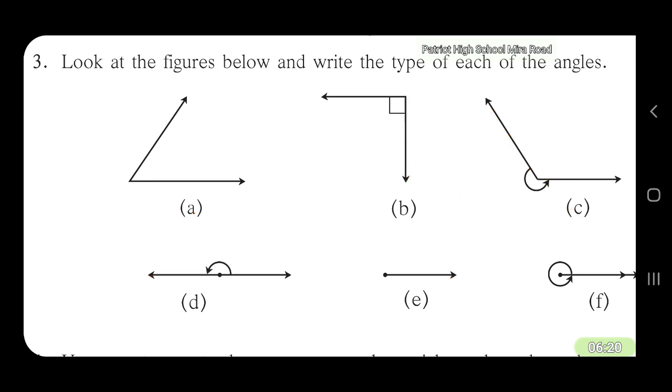Now case number F. This is one arm. The other arm has rotated one complete rotation. So it is a 360 degrees angle, or a complete angle.